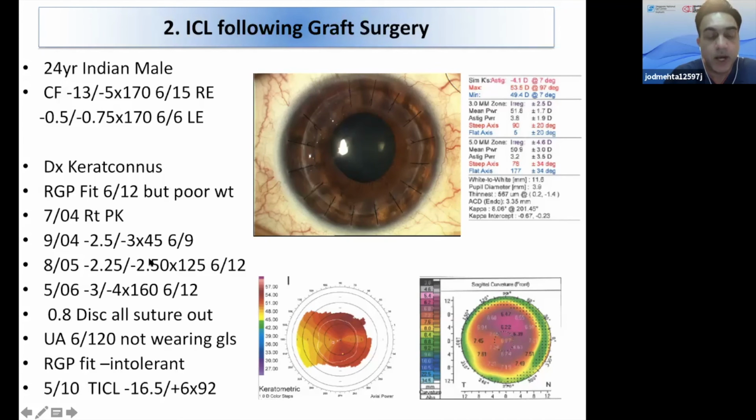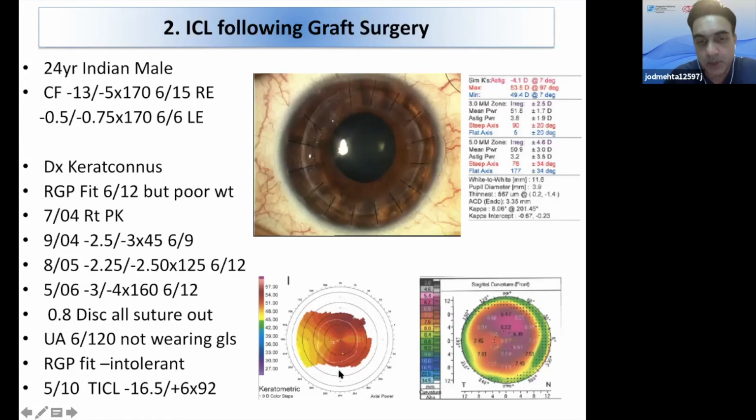right eye. He came to see me in 2009, but he kept on coming back to the clinic once a year, and people used to refract him, but they actually weren't doing anything about his visual acuity. So they weren't actually giving him any improvement in his vision. He had all his sutures taken out. His unaided visual acuity was 6/120. I tried him with a lens. He was intolerant. And then we decided to go for ICL.